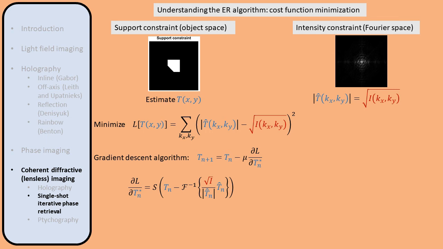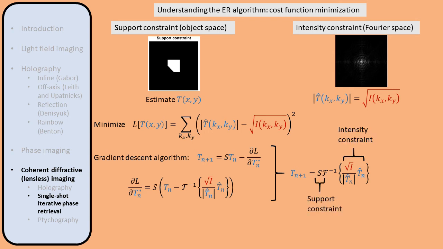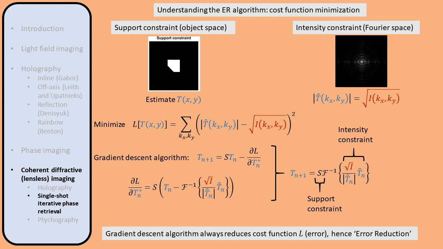If we assume that the initial estimate satisfied the support constraint, and that we choose a step size of mu equals 1, then the updated object estimate is the support constraint applied to the inverse Fourier transform of the far field, where the estimated amplitude has been substituted with the measured amplitude. In other words, to update the estimated object, we enforce the intensity constraint and then the support constraint. In this scheme, the value of the cost function is reduced with each iteration, which is why the algorithm is also called the error reduction algorithm.